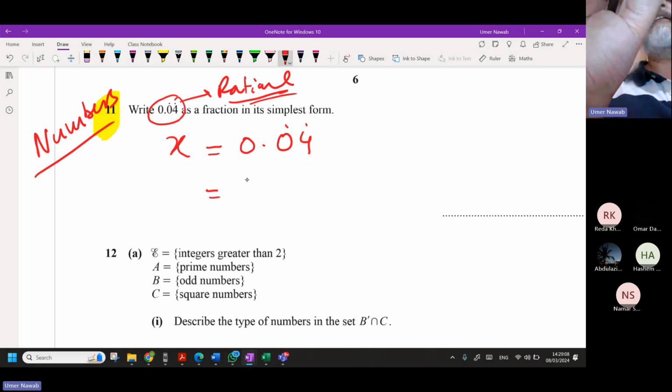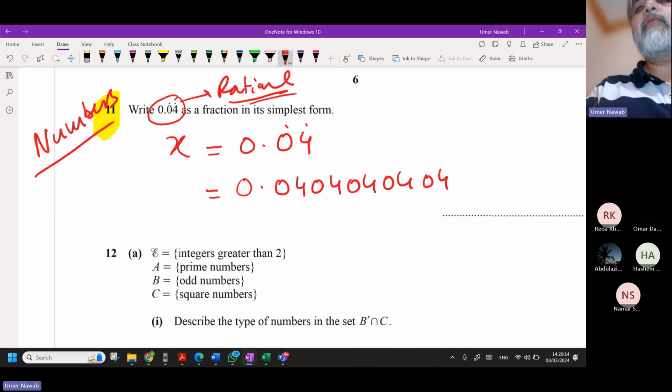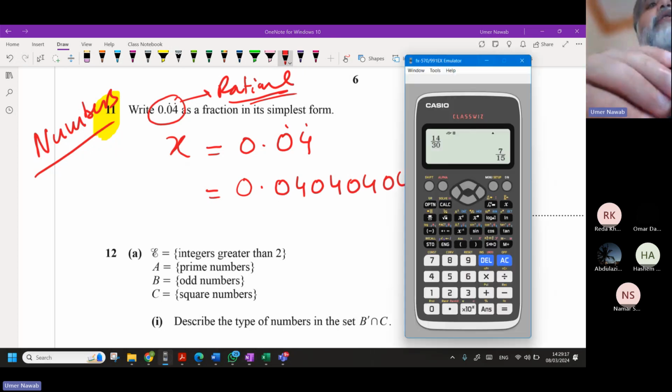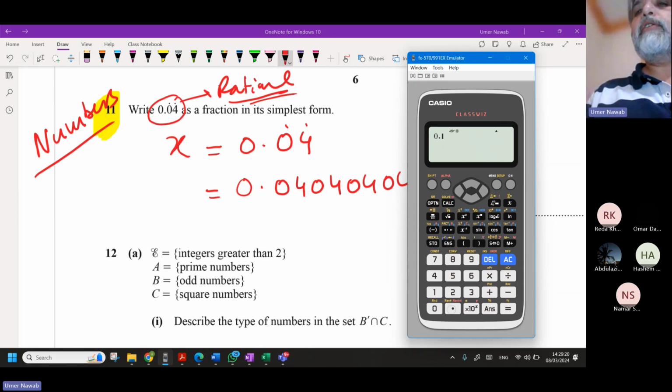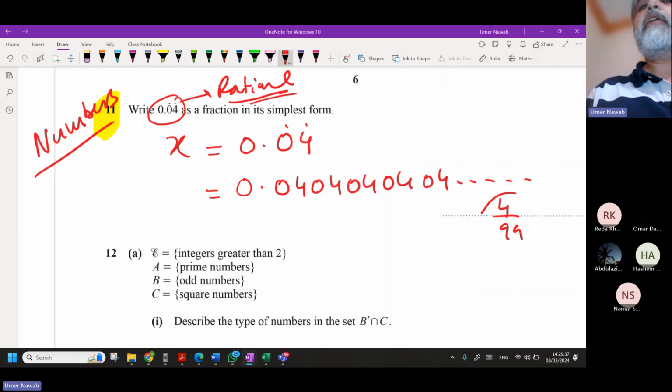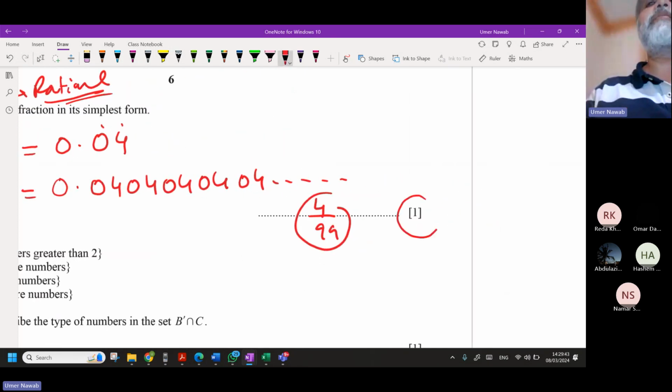If you want to write it in extended form, it is 0.04040404040404, it moves on forever. If you want to write it in the calculator, type 0.0404040404, more than 10 times, and then you give the command to the calculator, equal sign. The calculator gives you the answer 4/99. But if you write this answer directly, the examiner will give you 0 marks, because the examiner has put only 1 mark. So here our trick will work, that the answer is 4/99.